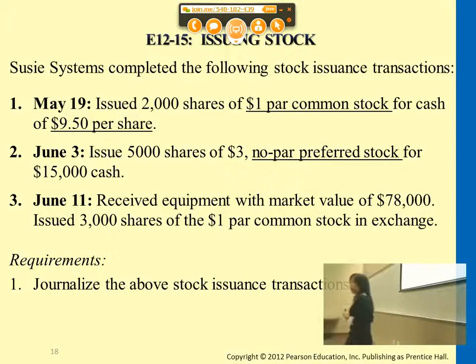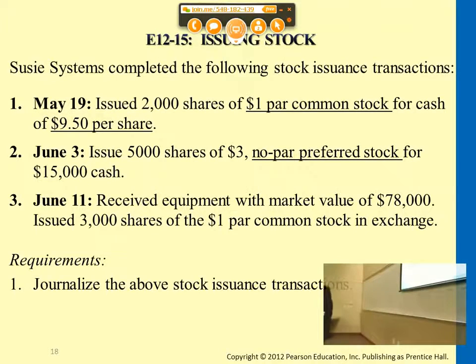Okay, for the first journal entry, May 19th, is there a premium for this case? Meaning, is the issue price higher than the face value? It is, right? The issue price here is $9.50 for each share, but the face value of each common stock is $1.